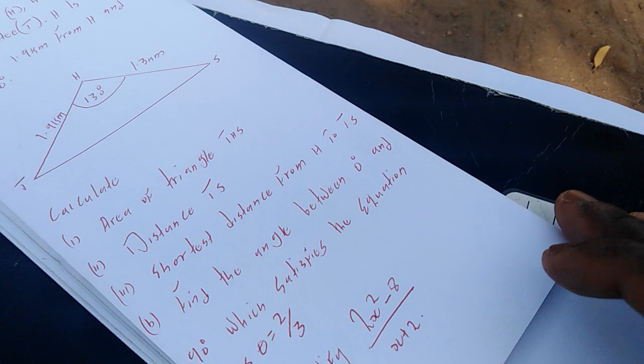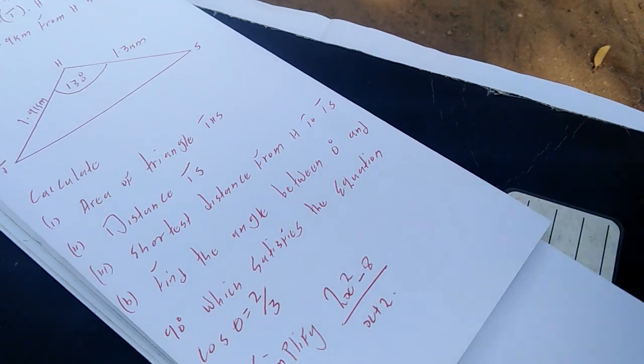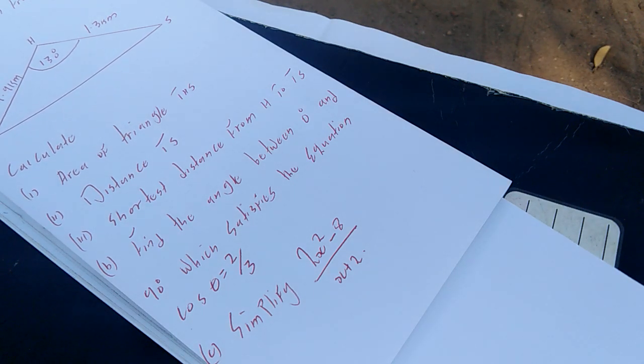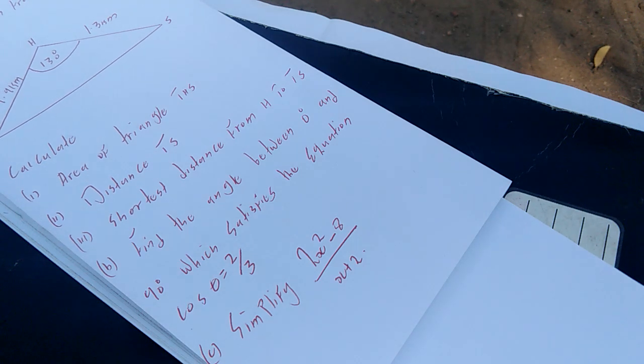Part B says find the angle between 0 and 90 degrees which satisfies the equation cos theta equals 2/3. The last question says simplify (2x squared minus 8) over (x plus 2). So let's start with the first one.